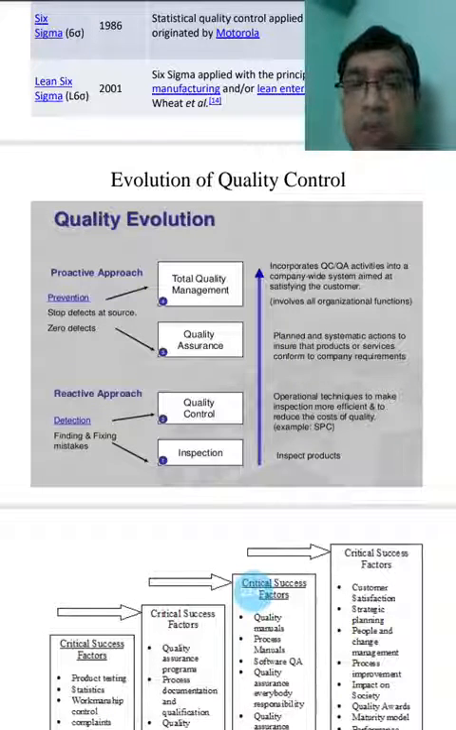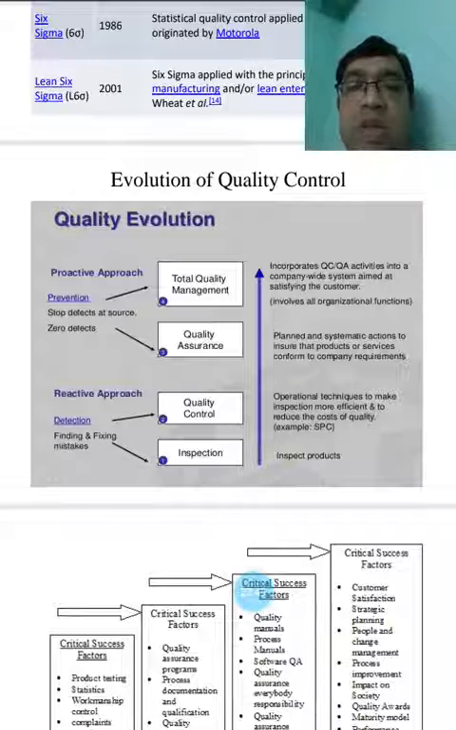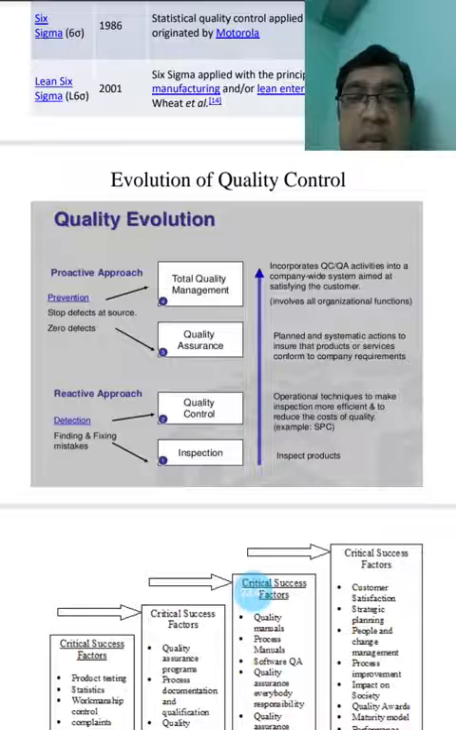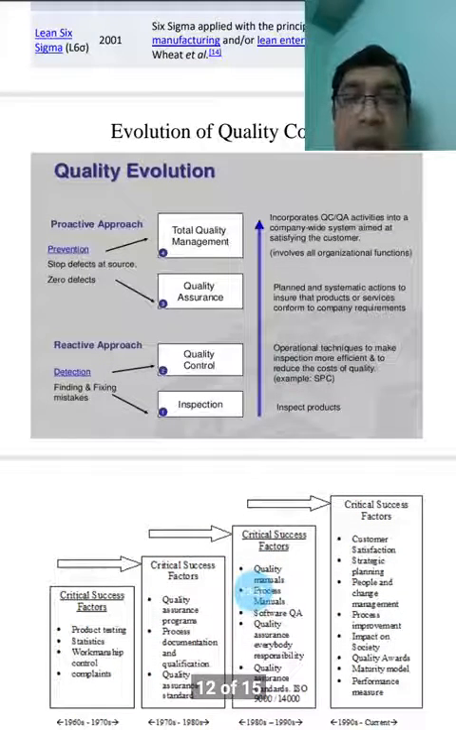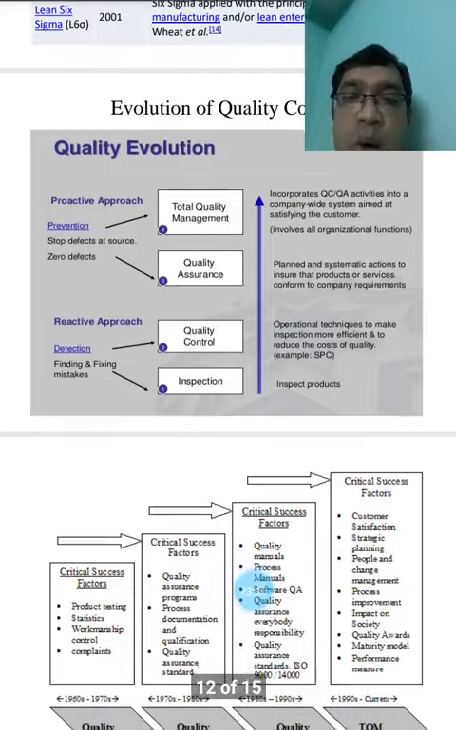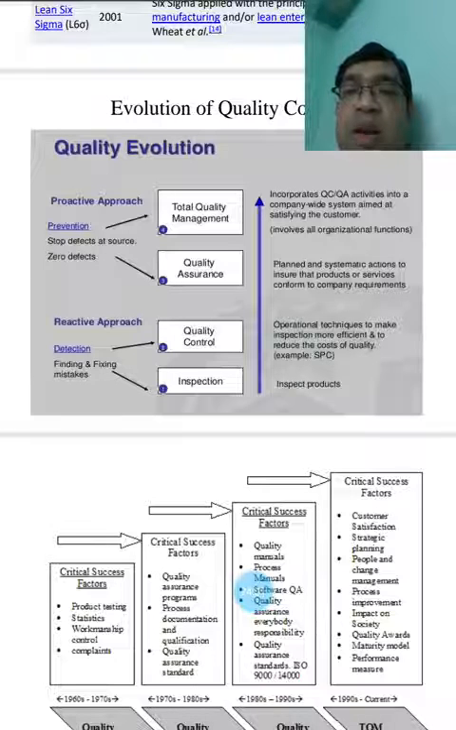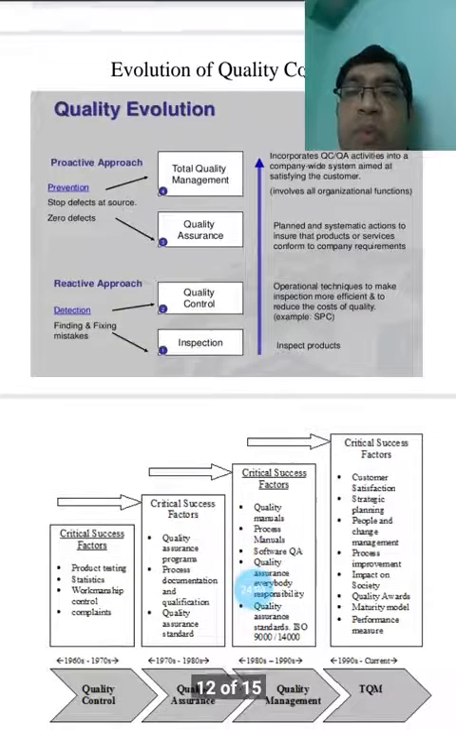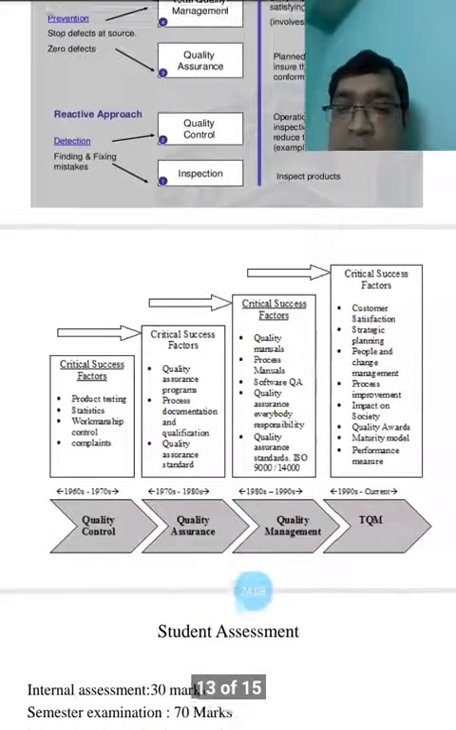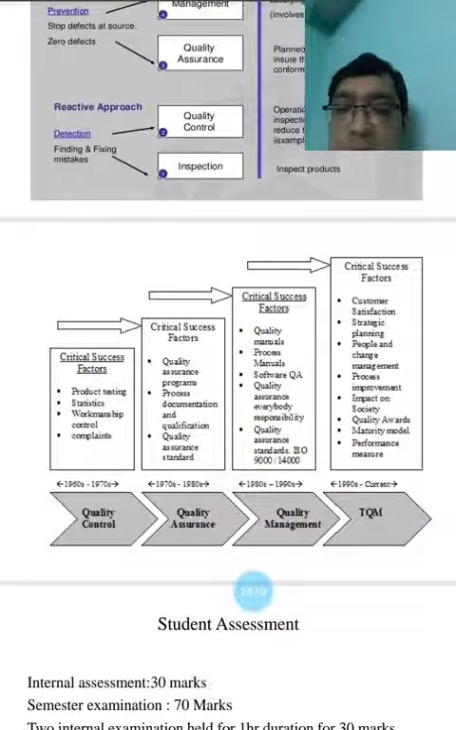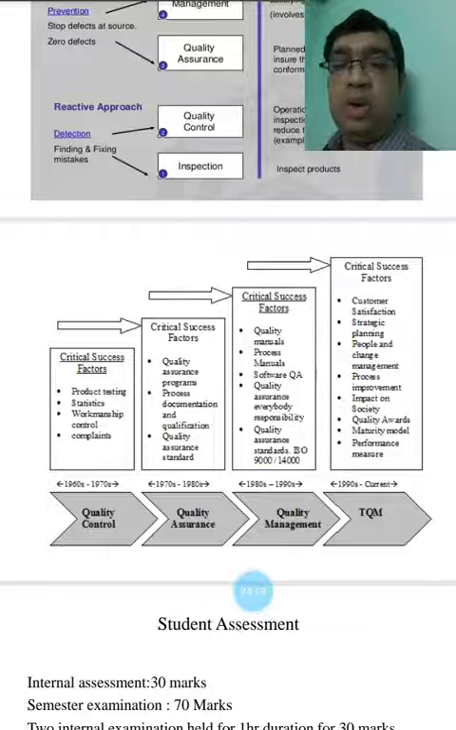It is the incorporation of QC, that means quality control, and quality assurance activities into a company with a system aimed at satisfying the customers, involving all organizational formulations. This is total quality management, and this way we have to control or evaluate quality control. And a few considerations will be considered year-wise.